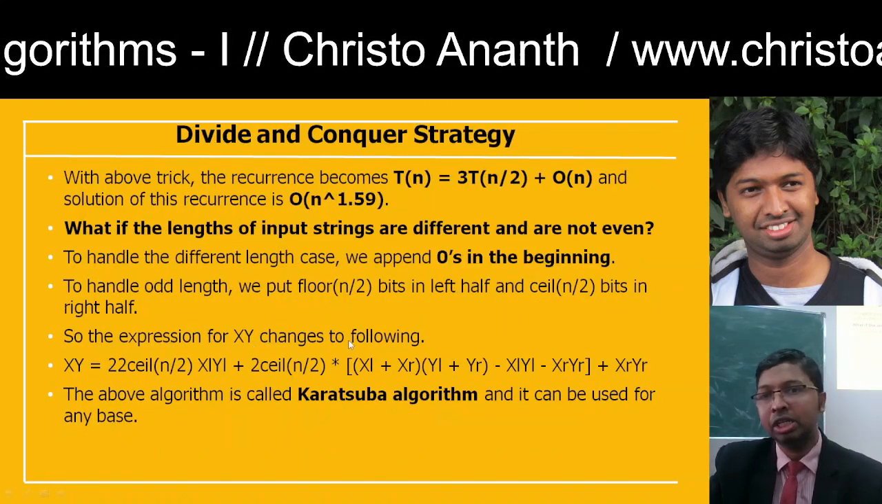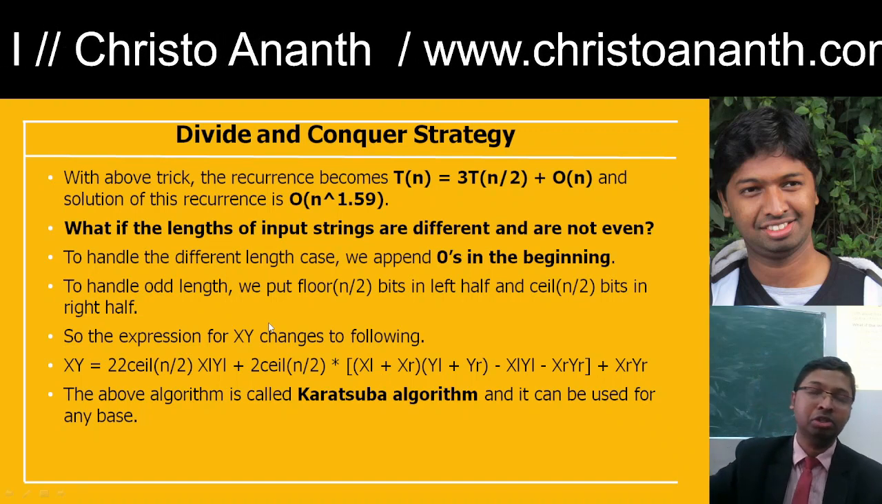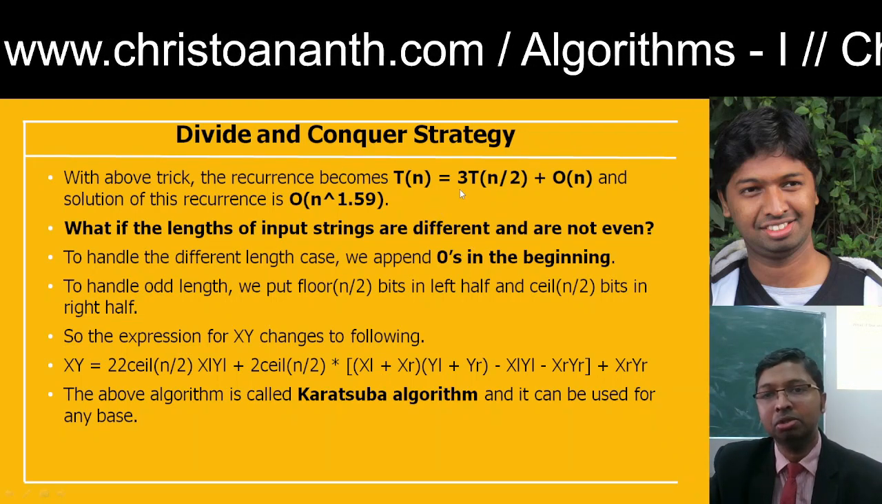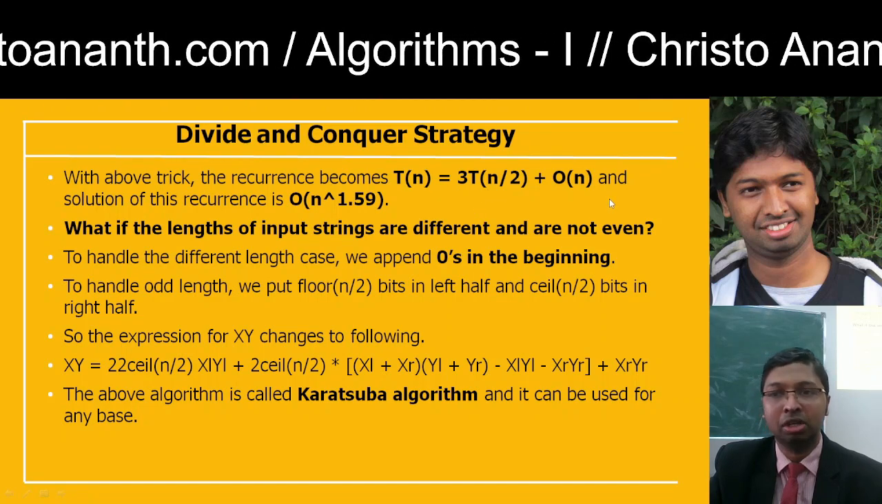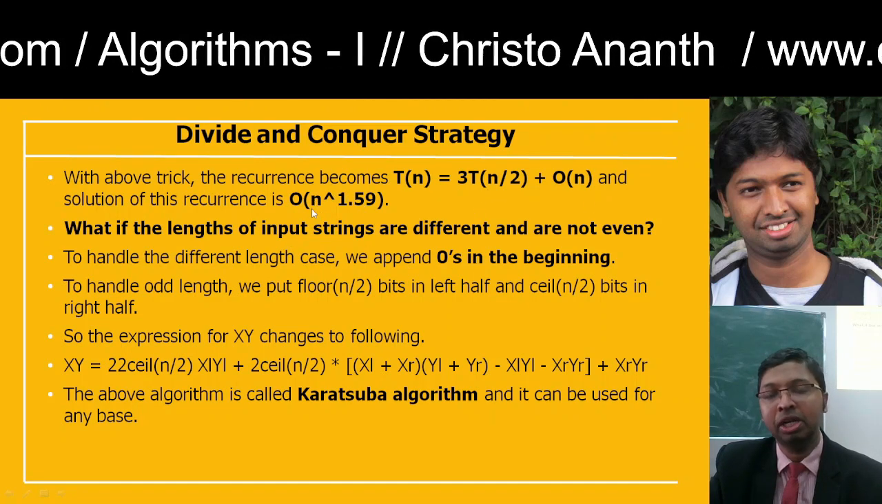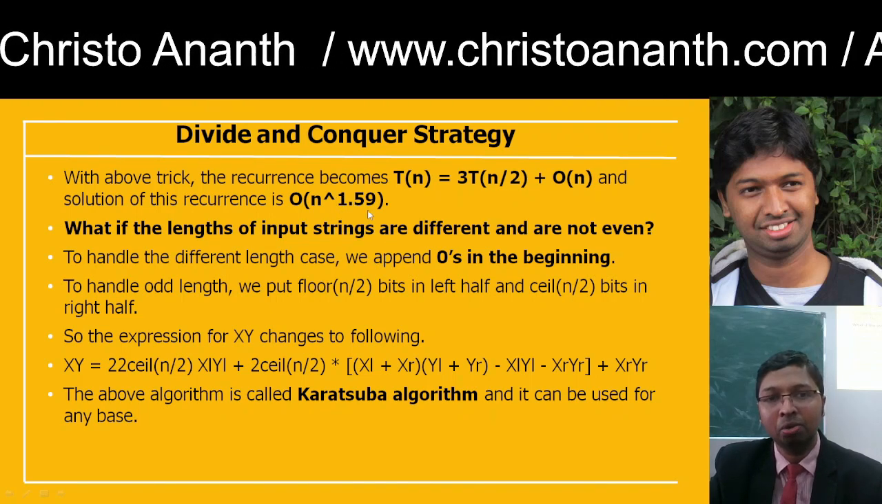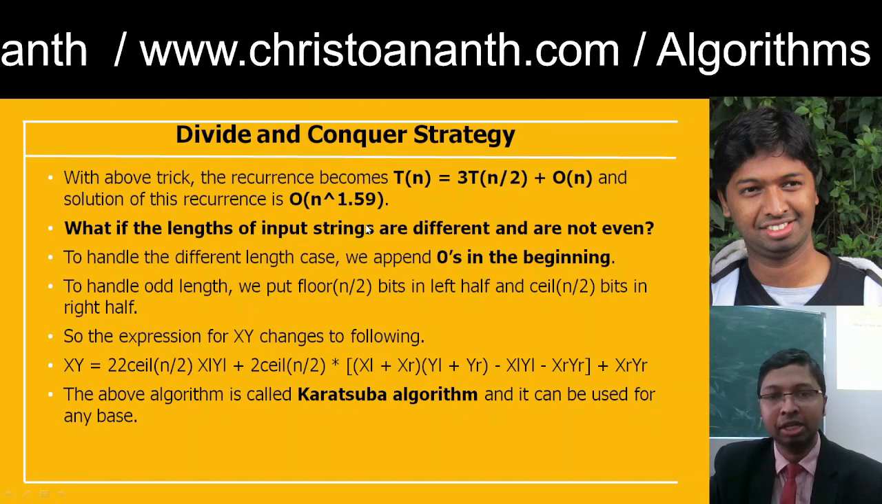Now if you introduce only one extra multiplication, then T(n) is equal to 3T(n by 2) plus order of n, and the solution is order of n power 1.59. That is how you reduce the computations.